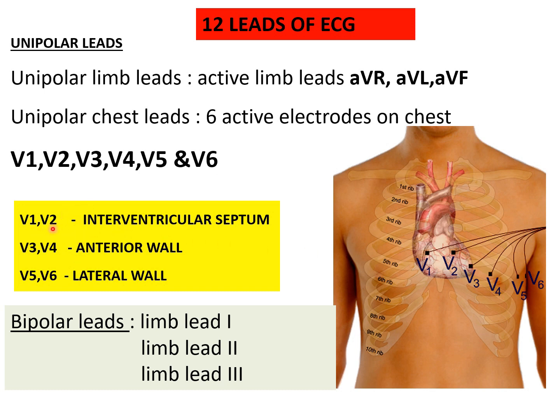V1 and V2, these two leads are monitoring the electrical events of the interventricular septum. And V3 and V4, these two leads are monitoring the electrical events happening at the anterior wall of the heart. And you have V5 and V6. These two chest leads are monitoring the electrical events happening in the lateral wall of the heart. And the bipolar leads, you have limb leads 1, 2 and 3.